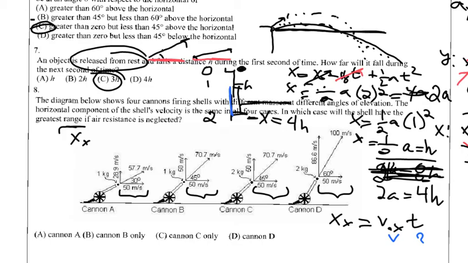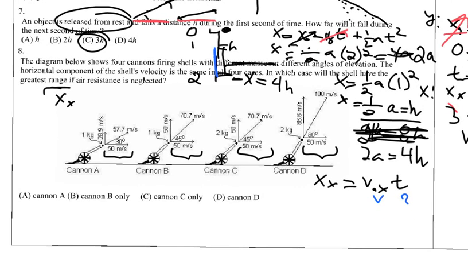This makes intuitive sense. If you throw a ball up into the air with a bigger initial velocity, it'll be in the air for a longer time. Looking at these options, cannon D has the biggest y velocity, so it will have the biggest t, and it will have the biggest x, or the biggest range. So the correct answer is cannon D.